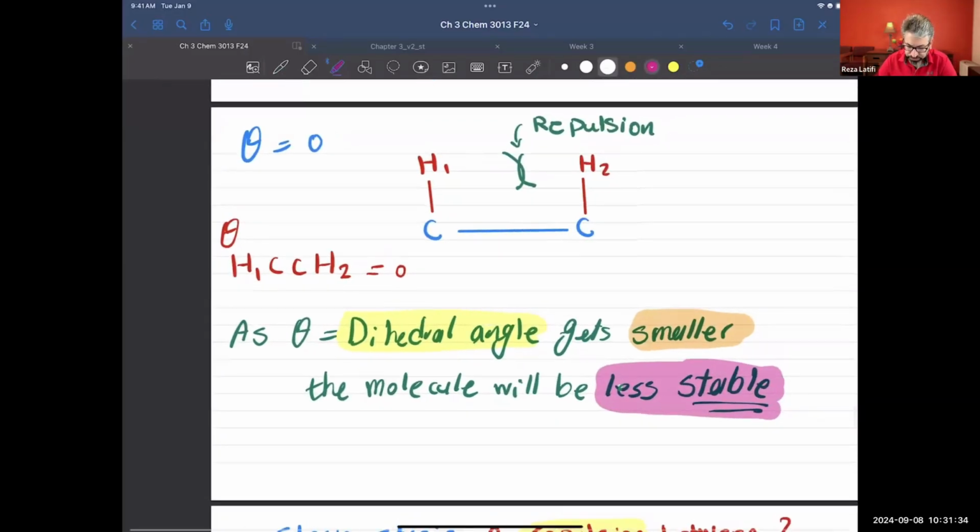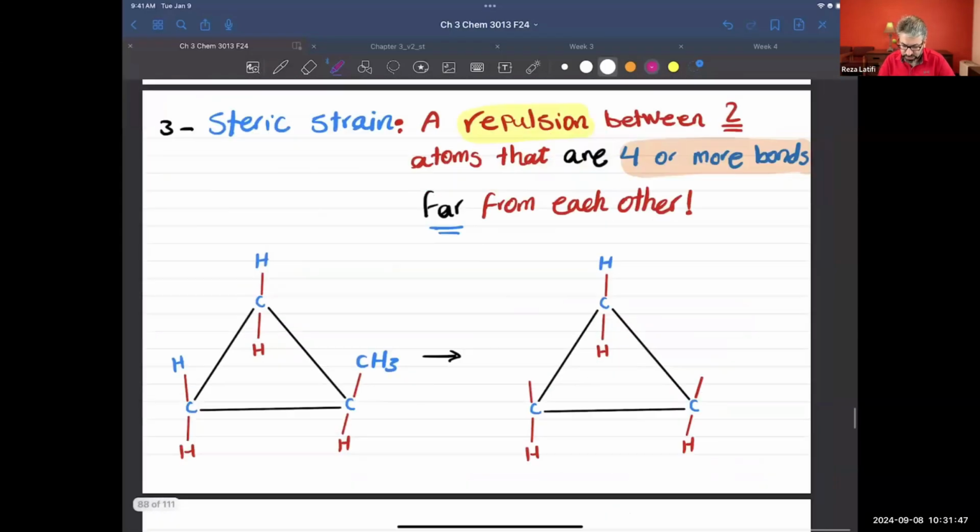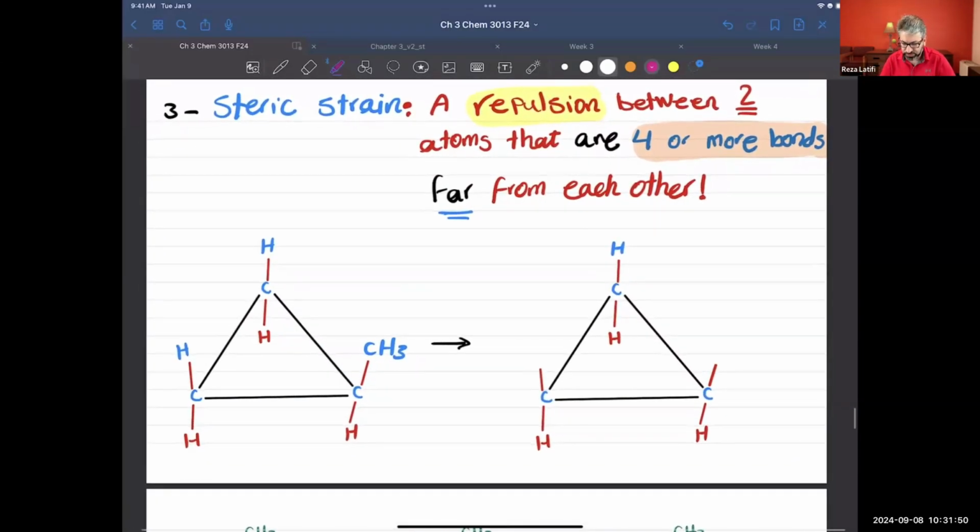Next. When we talked about it, we had two atoms, 3 bonds far from each other. What will happen if there are 4 bonds far from each other, for example? Or less. Let's see. We have 2 atoms that this time are 4 bonds far from each other. In that case, we will have repulsion between them. It doesn't mean the previous one did not have repulsion. We have repulsion again here, and the repulsion is going to be stronger.